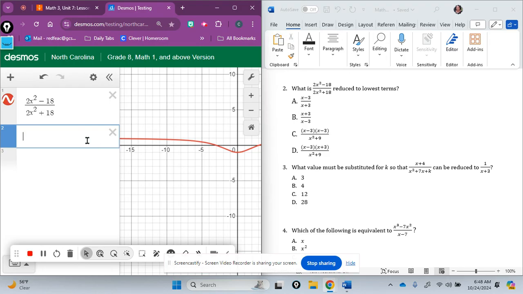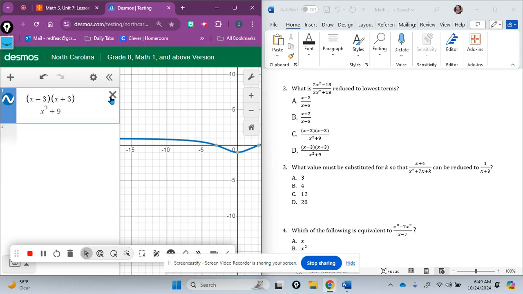All right, so if you type it in, you're going to get (x minus 3)(x plus 3) over x squared plus 9. And I need to fix up here at the top because I put the 0 and not the parentheses. So now when I fixed it, I get the equivalent. So my answer choice should have been D. Okay? All right.